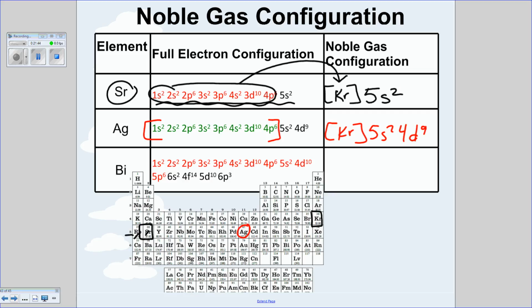And then bismuth is the same way, except that this time you're going down to 5p6, which is actually going to be xenon. And what you're left over with on your way to getting to bismuth here, so you've got to account for all of these electrons to get to bismuth, is going to be 6s2, 4f14, 5d10, 6p3. Apologies for my bad handwriting there.